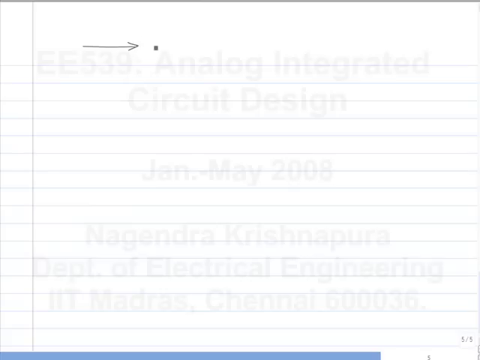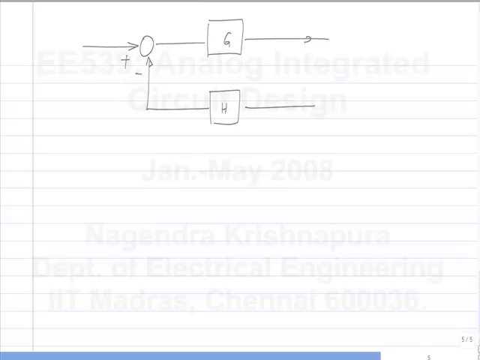I assume that you are familiar with the basics of feedback systems. This is the classic picture that you see, with the letters G and H. What is y by u? G by 1 plus GH. And what is this quantity GH? Loop gain. What is the significance of loop gain?